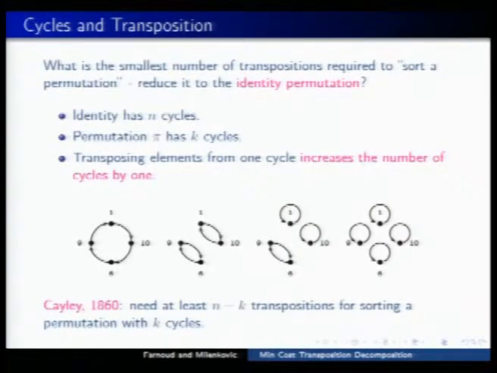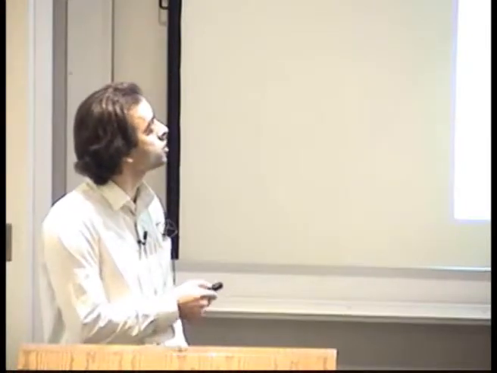It's 1860 by Cayley. So you need n minus k transpositions to sort a permutation with k cycles. If you have any questions, please ask.